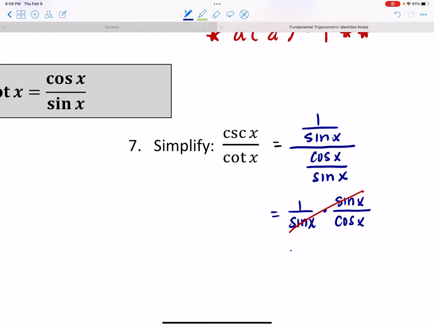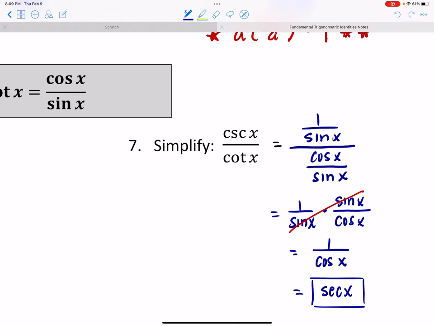So what we end up with is 1 in the top of the fraction and cosine of x in the bottom. This is a better form of the answer, but not the best, because 1 over cosine, that's the reciprocal of cosine. Well, that has another name. The reciprocal of cosine is just secant. So the secant of x is going to be our final simplified form of this fraction.